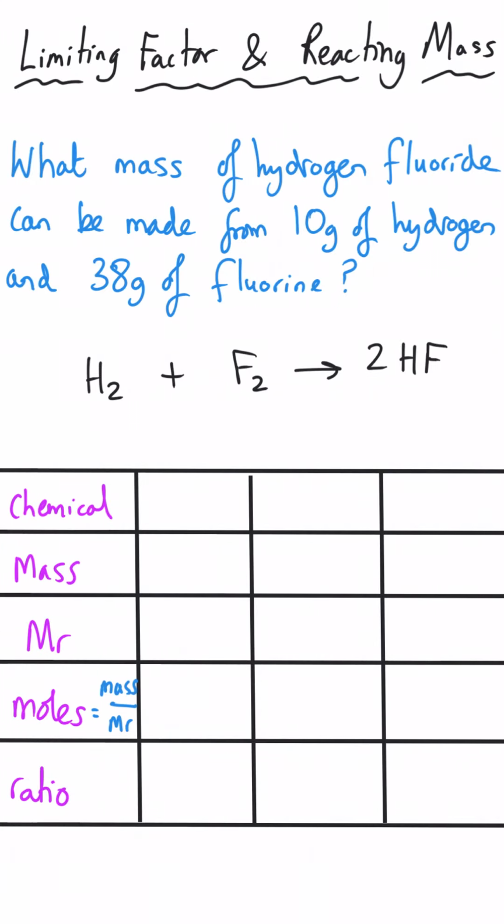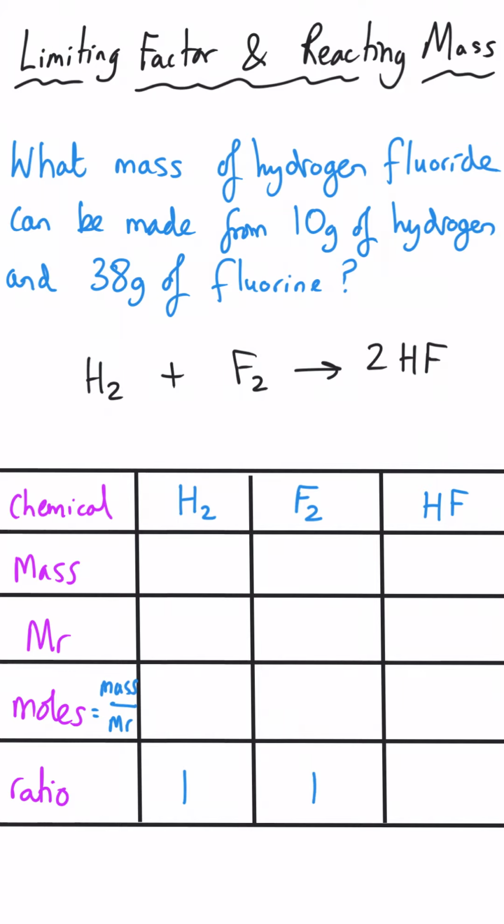An example of the limiting factor can be found in a reacting mass calculation. So for instance here, what mass of hydrogen fluoride can be made from 10 grams of hydrogen and 38 grams of fluorine? So our target is hydrogen fluoride, so we need to put that here. We've got to work with both the hydrogen and the fluorine, so this time our grid has got an extra column. From the equation, we can see that hydrogen reacts with fluorine in a 1-to-1 ratio.